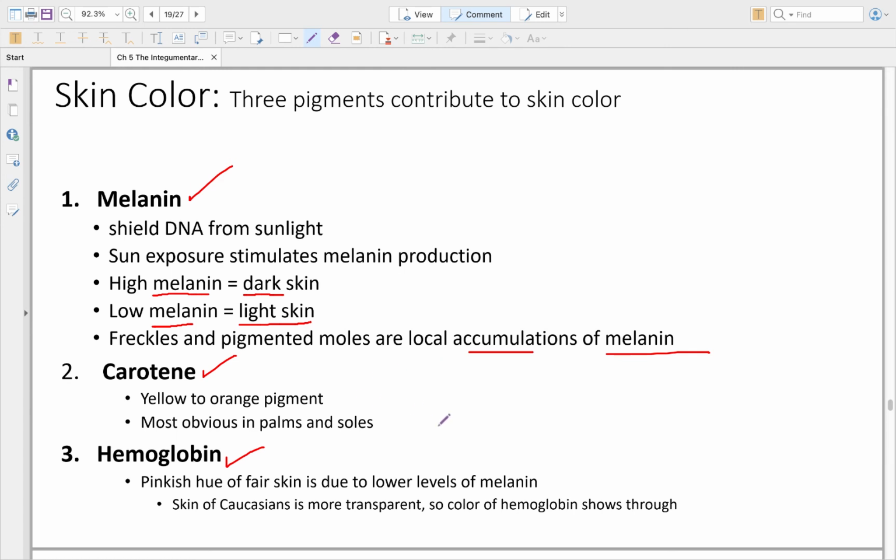Keratin. We see this mostly in our palms and soles, but we still have yellow and orange pigment inside of our skin. And hemoglobin. Basically, hemoglobin shows through fair skin. And it gives off this kind of pink color because hemoglobin is associated directly with red blood cells.